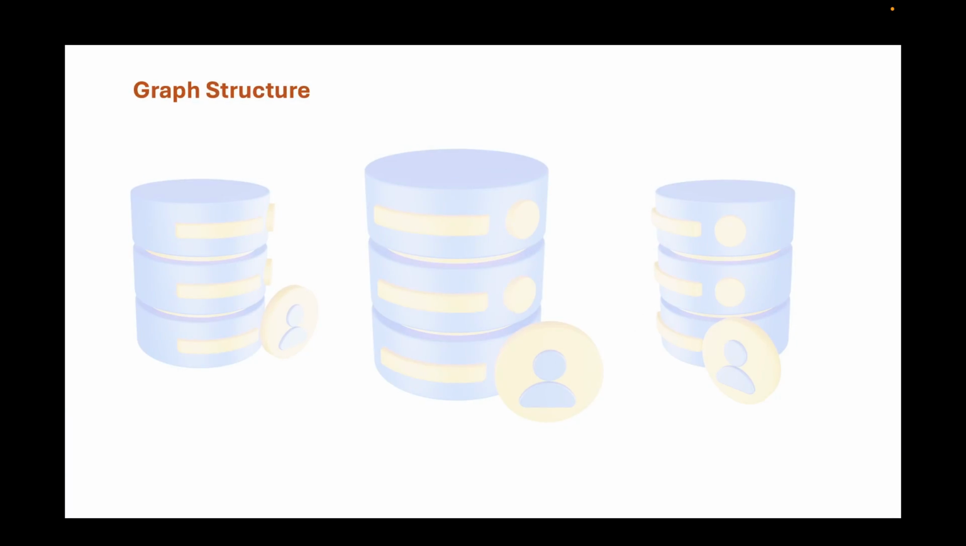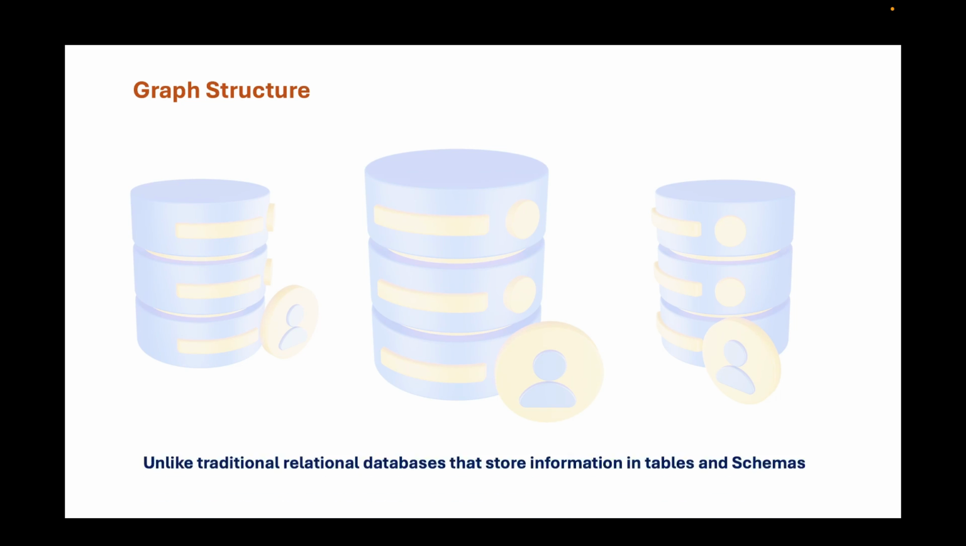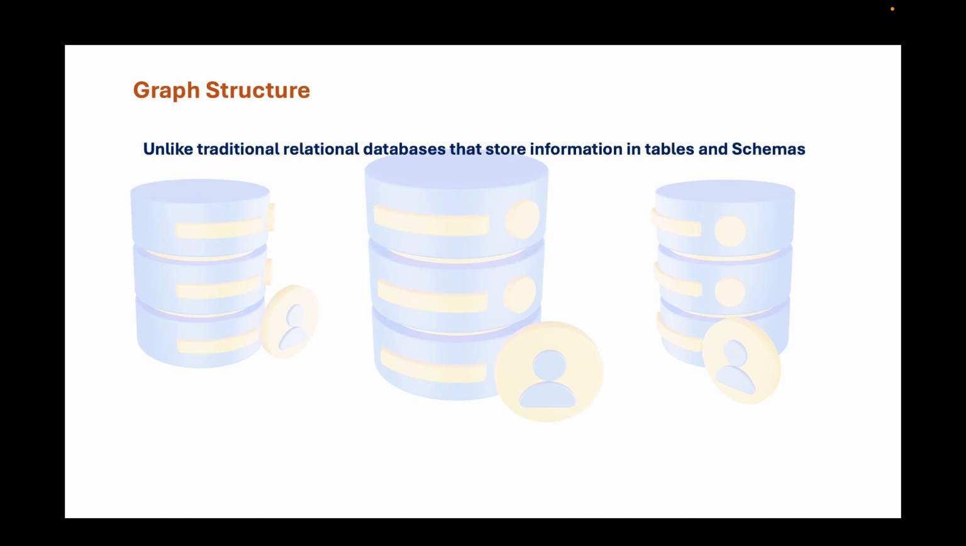Let's talk about another feature of the knowledge graph, that is the graph structure. Unlike a traditional relational database that stores information in tables and a schema, a knowledge graph organizes the data as an interconnected network of nodes and edges. This structure helps to query and analyze the data perfectly for all the platforms.